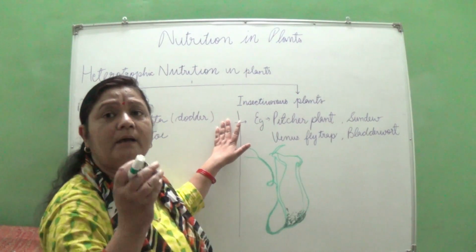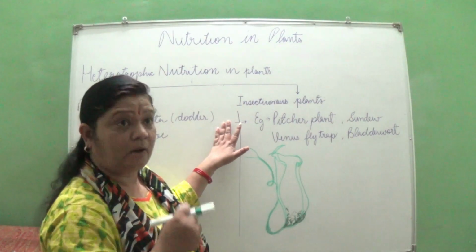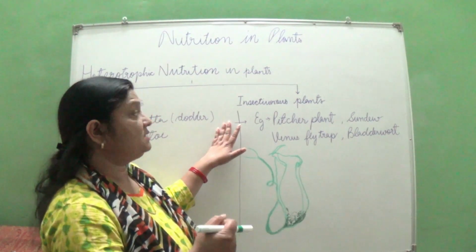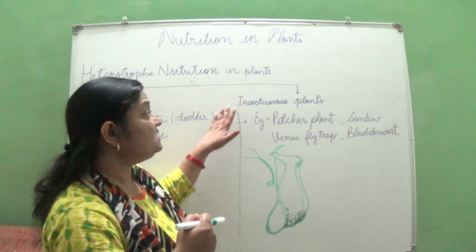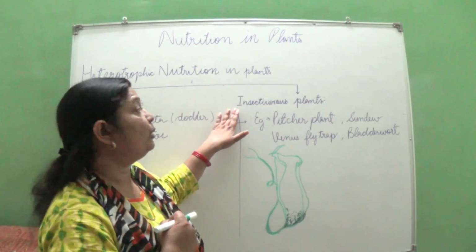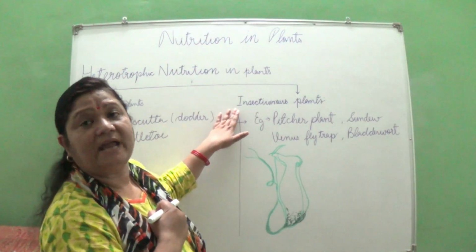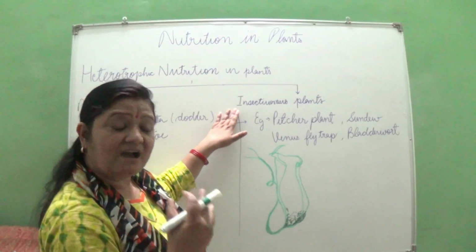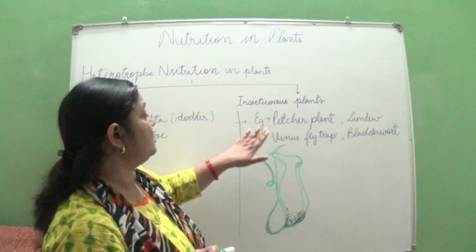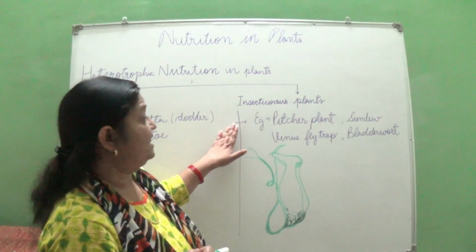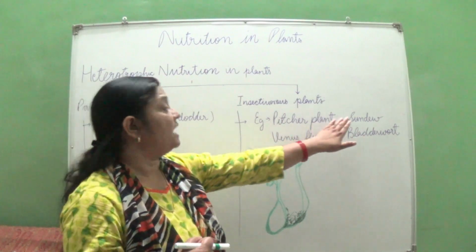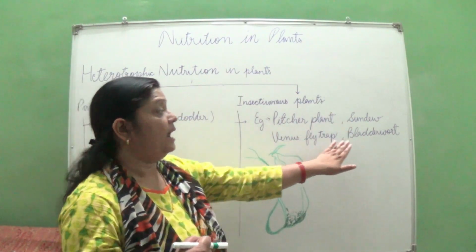They are taking the food from other insects. So this happens. Why? Because these insectivorous plants grow in areas where the soil is deficient in nitrogen. So now it can't take the nitrogen from the soil. So for that it depends upon the insects. And the examples of insectivorous plants are pitcher plant, sundew, Venus flytrap, and bladderwort.